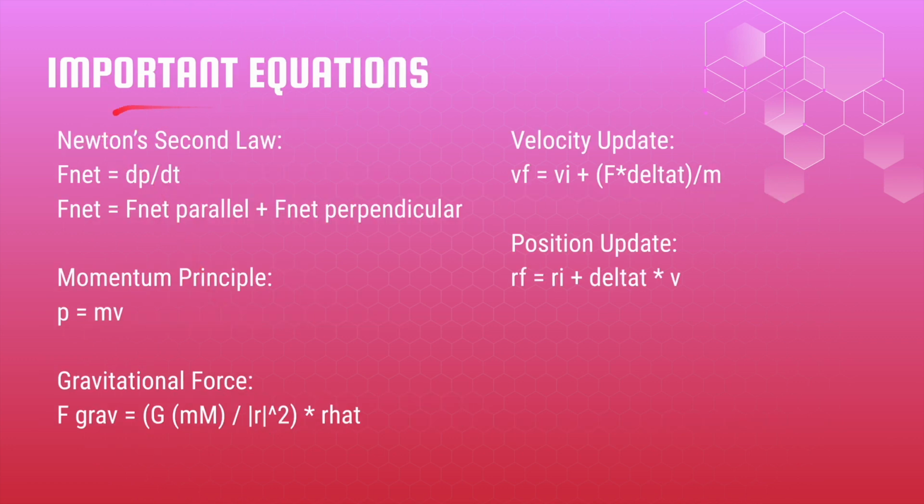Some important equations that were used in the lab were Newton's second law of motion, which is F net equal to the change in momentum over change in time, and it's also equal to F net parallel and F net perpendicular. We also used the momentum principle, which is momentum equals mass times velocity, the gravitational force equation, the velocity update equation, and the position update equation.